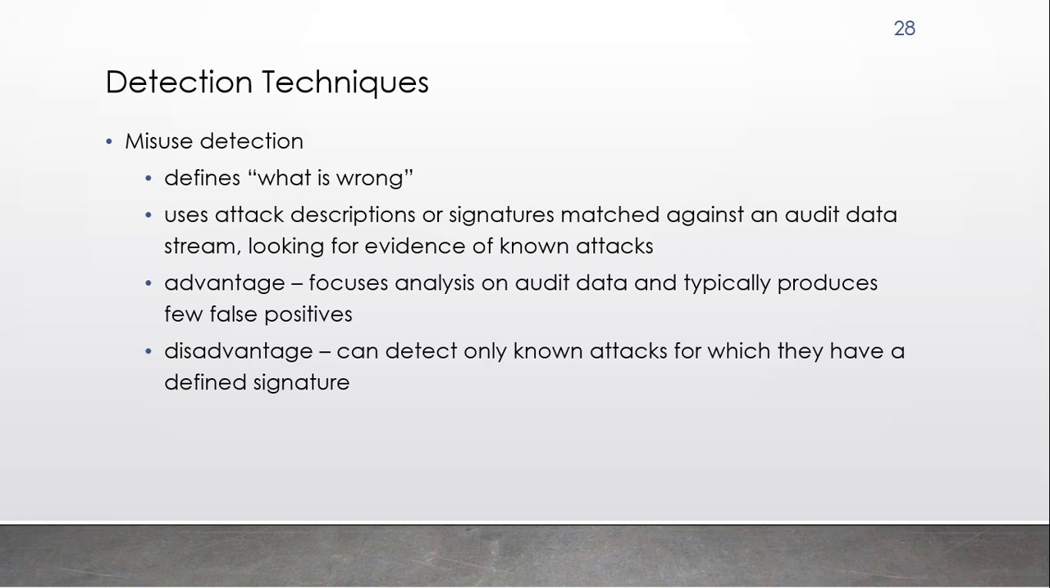Consider as an example, someone creates a symbolic link to a Unix system's password file, and then executes a privileged application that accesses this symbolic link. This attack exploits the lack of file access checks.